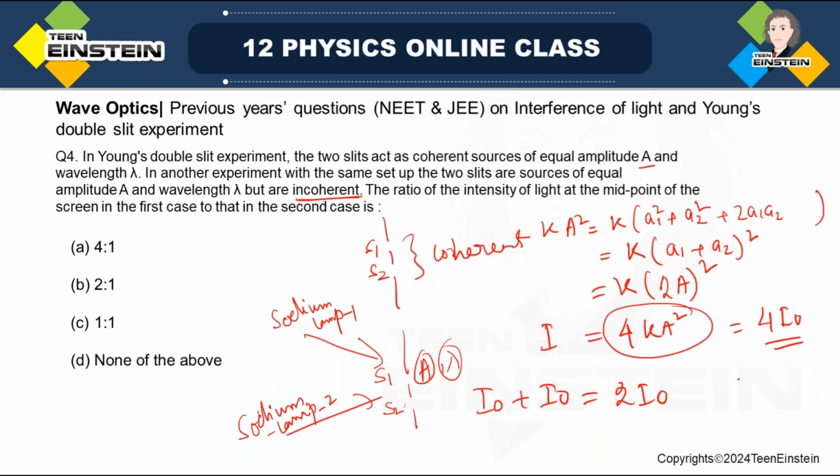So what will be the ratio then? This is actually I2, because there is no interference, so their intensities will just be added up. This is I1. So what is I1 to I2 then? 4I0 divided by 2I0. That means 2 by 1, so it will be 2:1. Okay, so this is the answer. I hope you have understood this. You can try yourself.